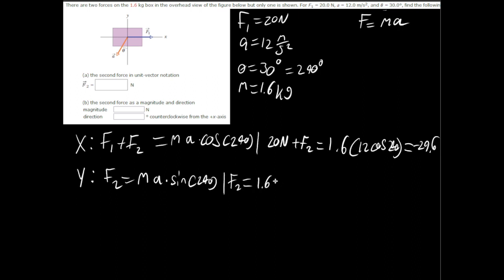F2 equals 1.6 times 12 sine of 240. And this one is negative 16.6. And because we know the i hat and the j hat, then F2 equals negative 29.6 i hat minus 16.6 j hat.